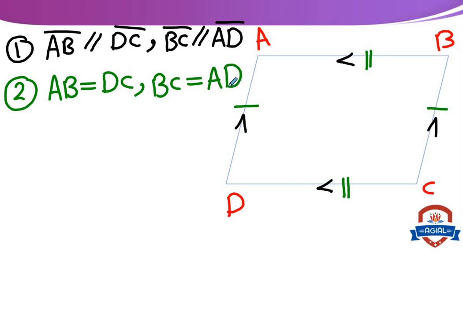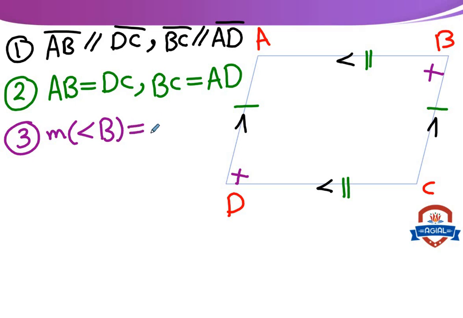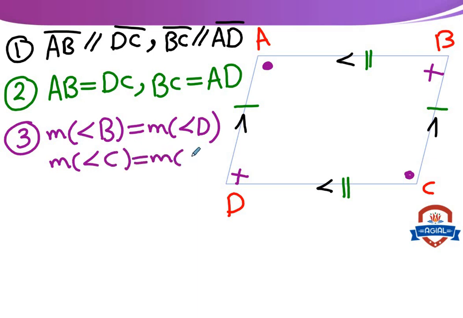Number three, each two opposite angles are equal in measure. Then measure of angle B equals measure of angle D, and measure of angle C equals measure of angle A.